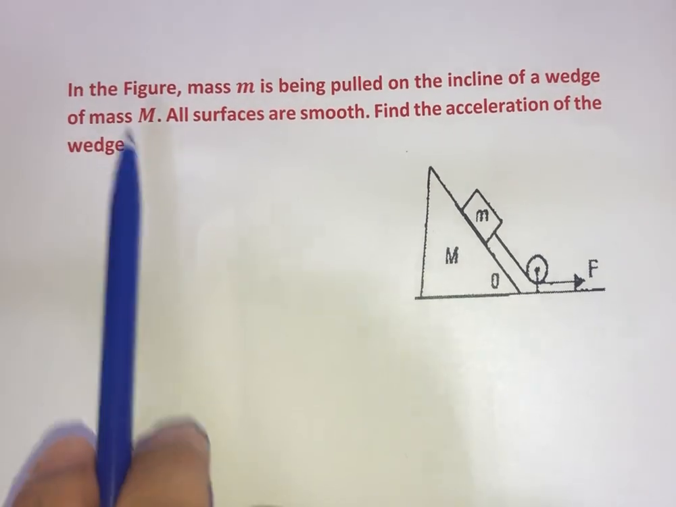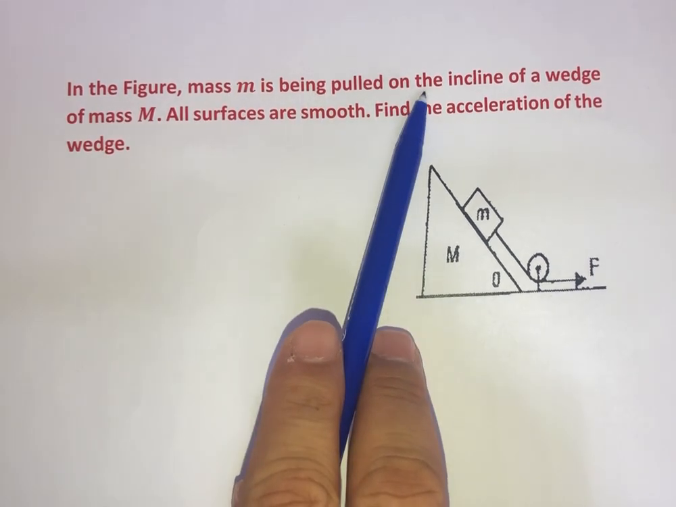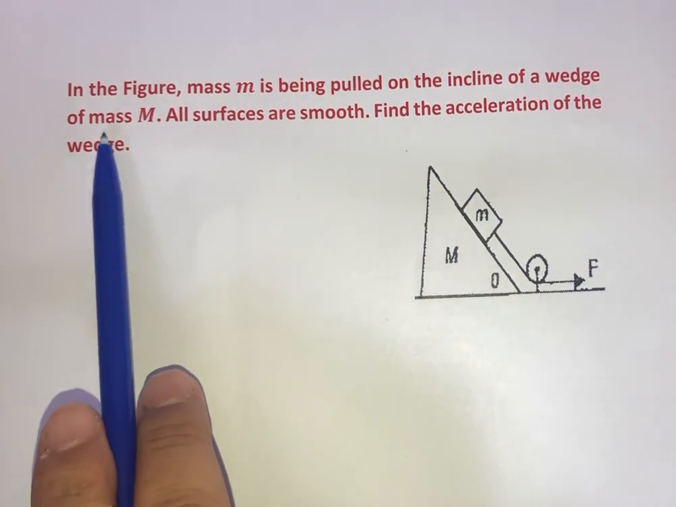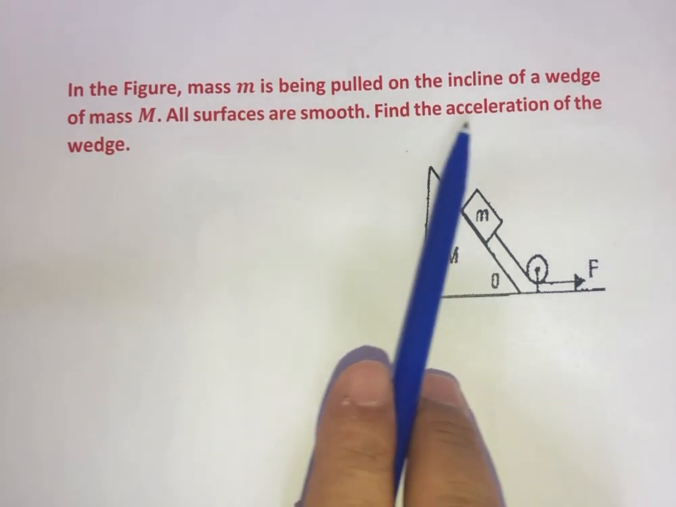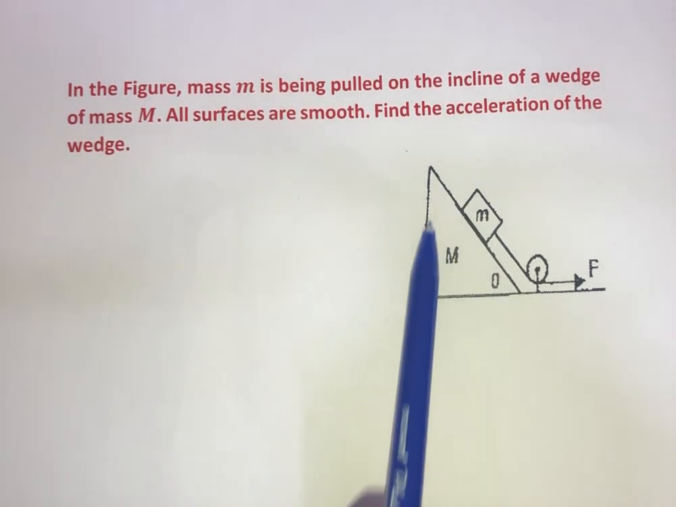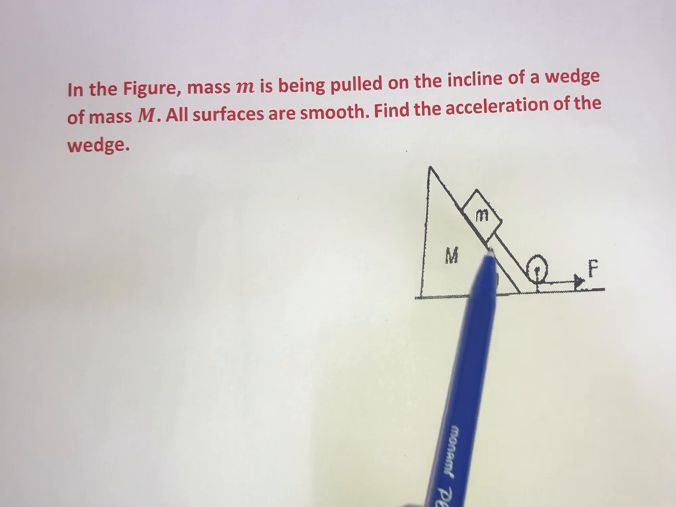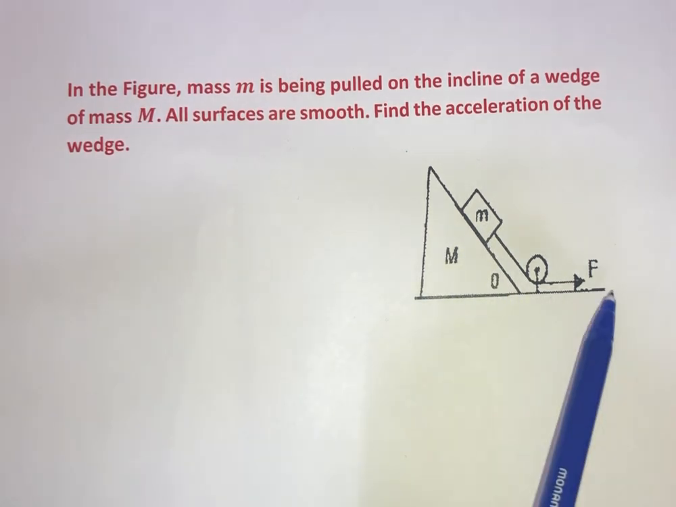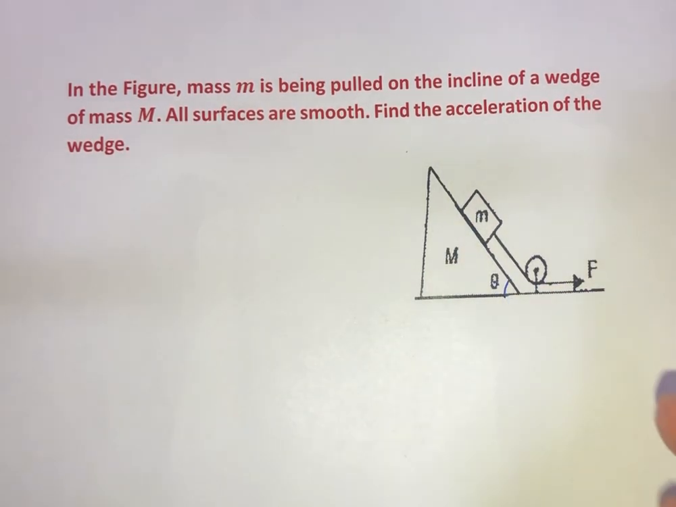Hello friends, so in today's question, in the figure, mass small m is being pulled on an incline of a wedge of mass capital M. All surfaces are smooth. Find the acceleration of the wedge. So this is an inclined wedge of mass capital M. This is its incline on which a small mass m is being pulled, and this angle is given as theta. And we have to find out the acceleration of the wedge.